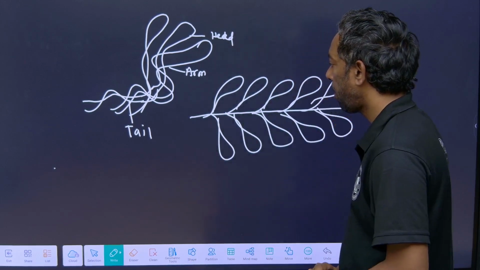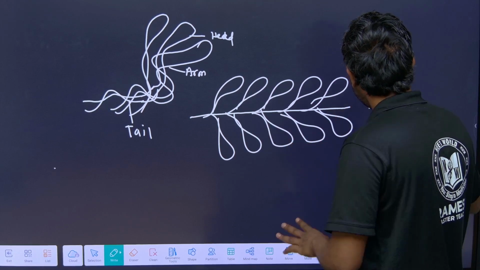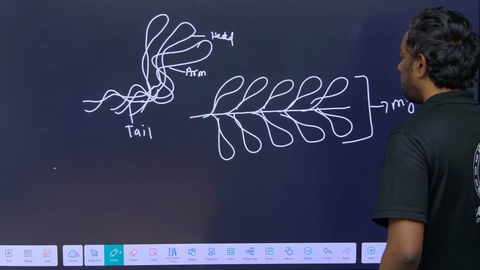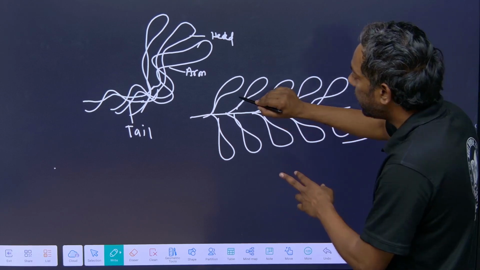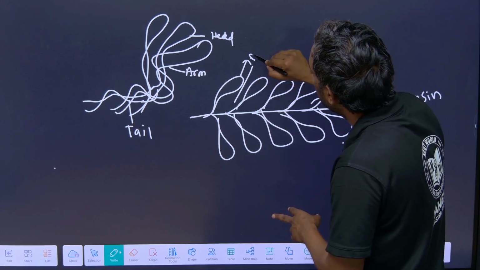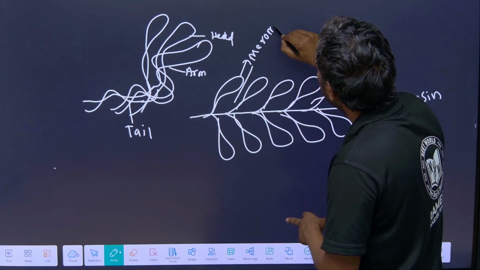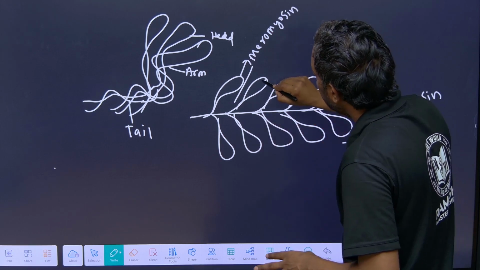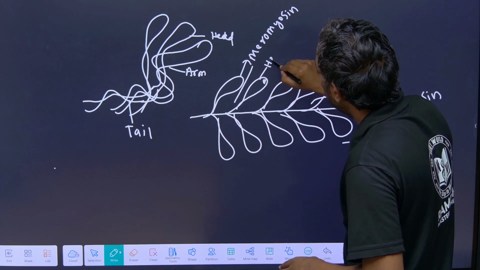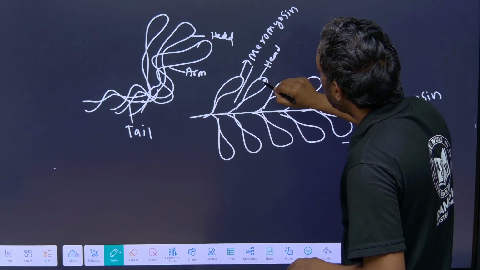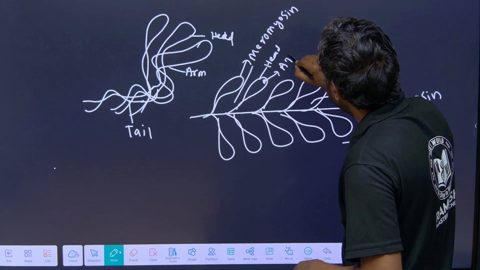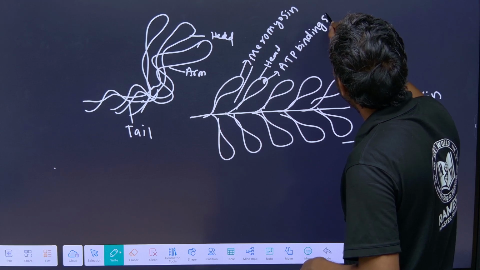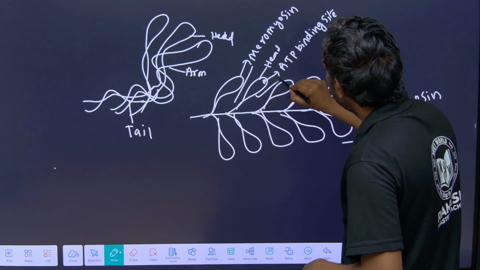Like this. This is myosin. One unit of myosin we can call meromyosin. This meromyosin has parts. This is the head part, which has the ATP binding site, and this is the arm.